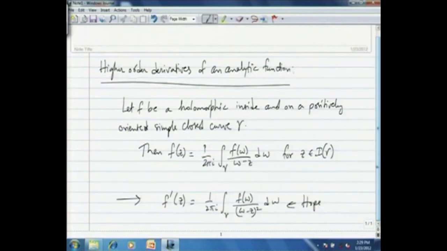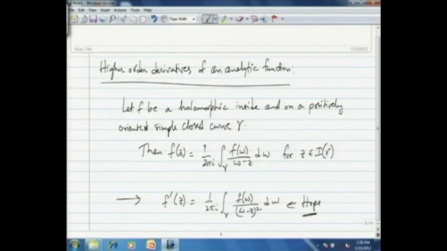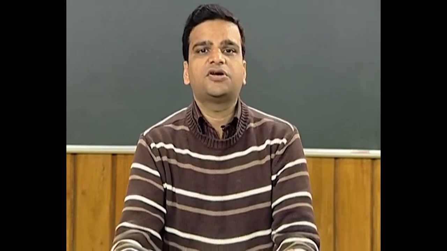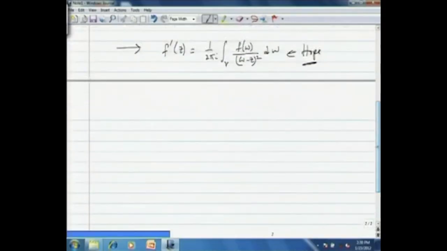So, what I will do here is I will follow the textbook Priestley, and first I will try to justify this Cauchy's integral formula for f prime, which we wrote as a hope here, and then I will produce a formula, Cauchy's integral formula for f double prime of z, and then show that higher order derivatives of f exist, or in other words, all derivatives of all orders of f exist. And then I will give a proof based on induction to produce the formula for Cauchy's integral formula for all higher order derivatives. So, that is the program.